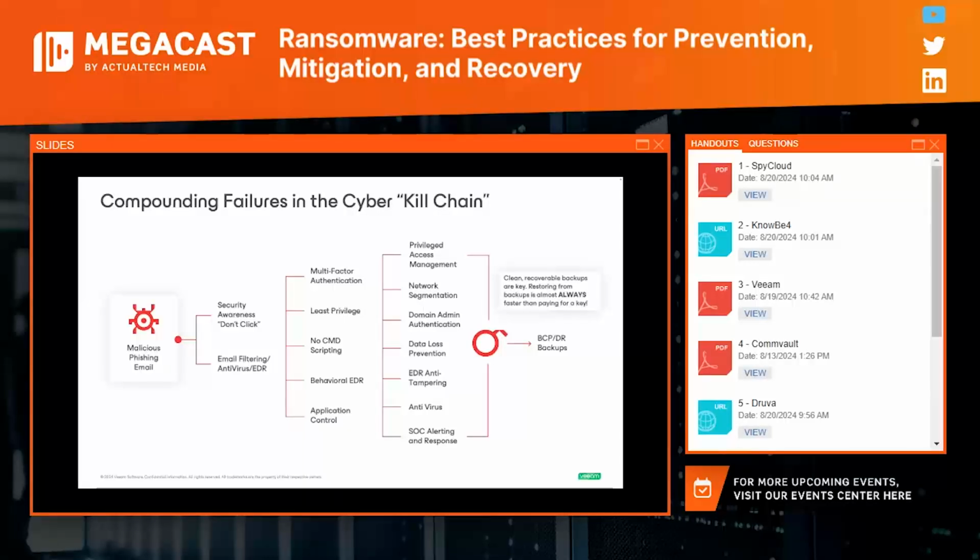Can I clean them and eradicate the threat that the backup may have captured while the attack was going on, that could re-establish threat actor permanence? Do I know how to clean those? And can I do it as quickly as possible? Recovering from backup is almost always faster than paying for a key, and the right outcome and less risky, but you have to be prepared for it, and that's what we're going to talk about.